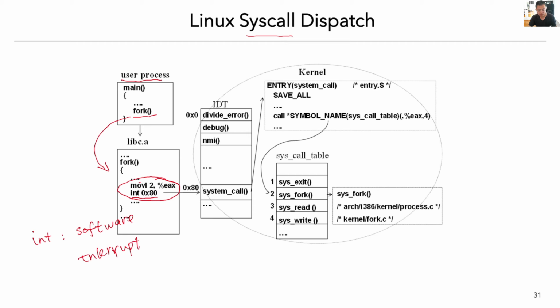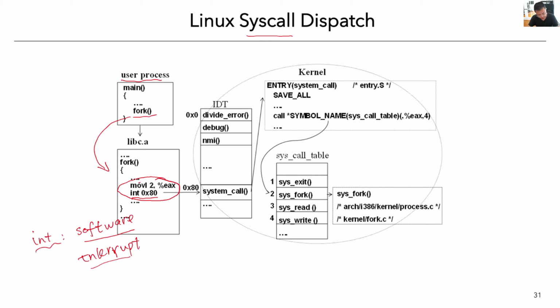So interrupts can be software interrupts or hardware interrupts. The hardware interrupt is triggered by hardware. For example, if you receive a network packet, this will trigger an interrupt. But the software interrupt can be issued by your program, usually to access a system call.